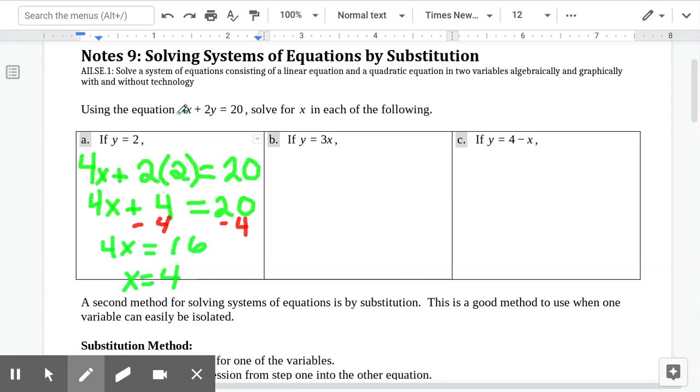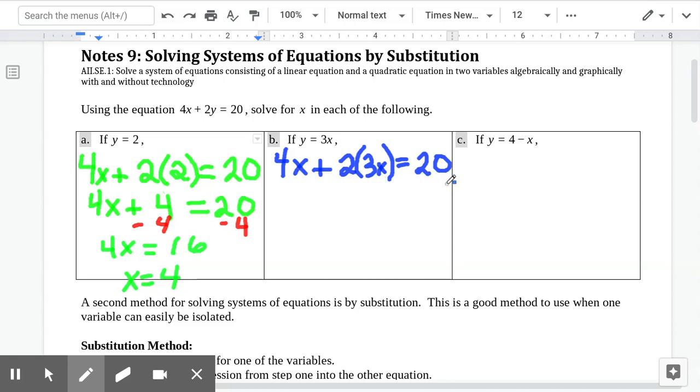And so we're going to use our given equation again. And where we have the variable y, we'll replace that with a 3x. So again, here is our given equation, 4x plus 2y equals 20. Let's replace the y variable with the equivalent expression. And when we do that, we now see that the equation reads 4x plus 2 times 3x equals 20. So we had 2 times y, now it's 2 times 3x.